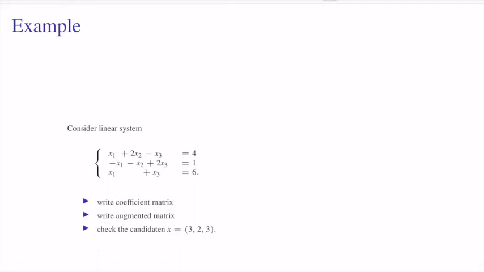We're going to look at one example. So here we are given a linear system which has three unknowns, x sub 1, 2, 3, and three equations, 1, 2, 3. So this is called 3 by 3 linear system. We want to write out coefficient matrix and its augmented matrix. And the last task for this problem is to check the candidate solution. There's a redundant n. We can take this out.